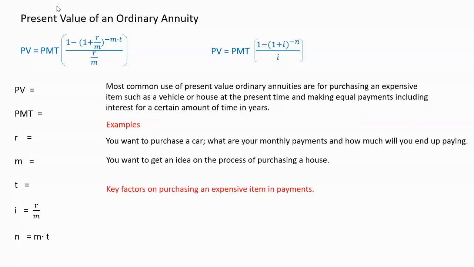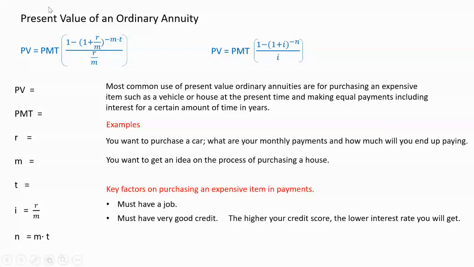To purchase a house, you must have a job, right? You must also have good credit. The higher your credit, the lower your interest rate you will get. Also, get pre-qualified for a maximum amount of the loan. So I'm going to give 2 examples of buying a car and also a house, and then we'll be done for today.